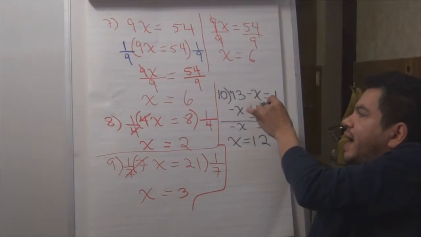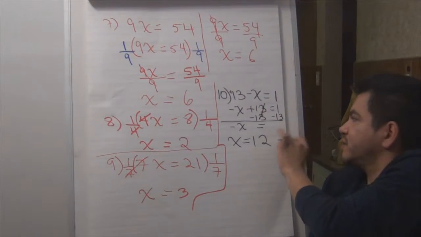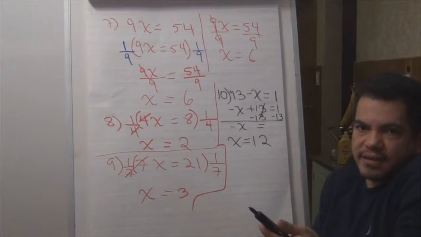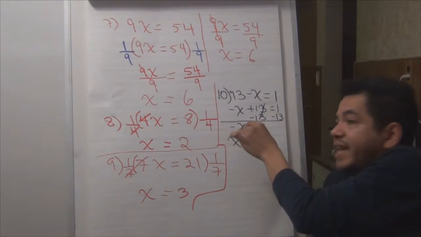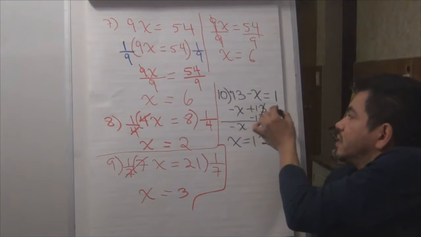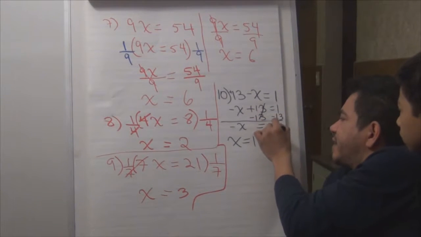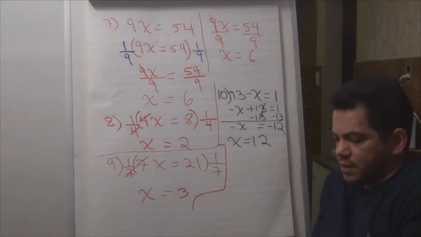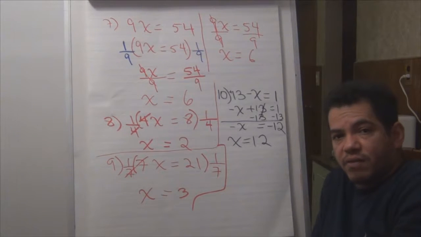So now negative x equals, remember, additive inverses cancel each other. So 13 minus 13, that's it. It's 0. So bring down the negative x. Don't forget the sign. You bring down the negative x. 1 minus 13 is negative 12. So your answer is negative 12.